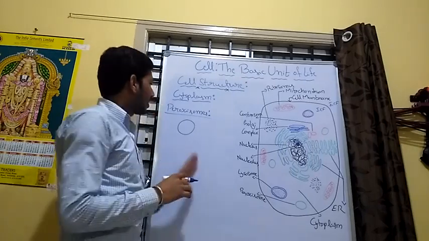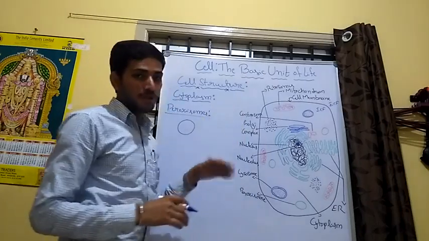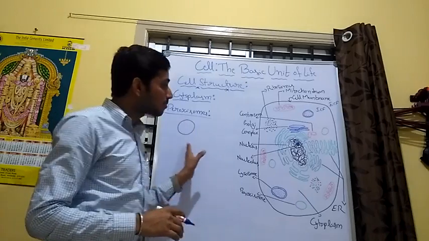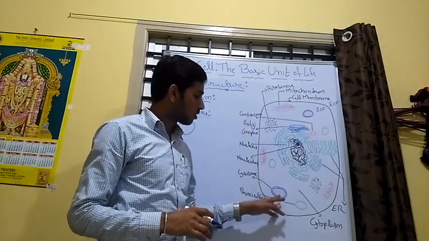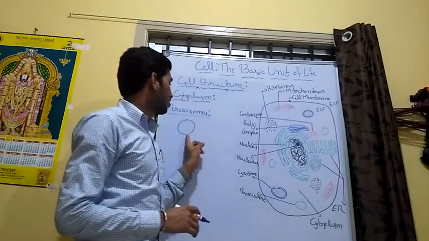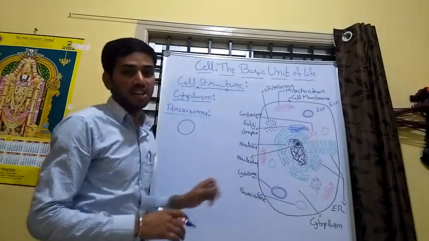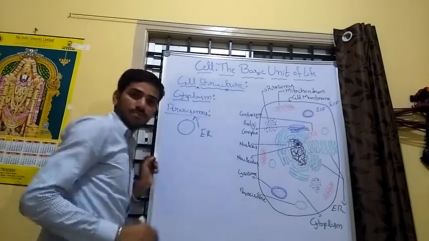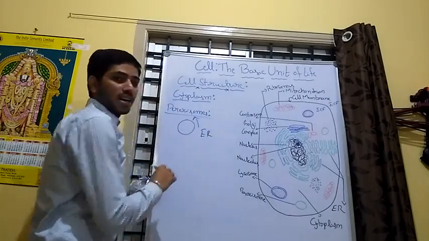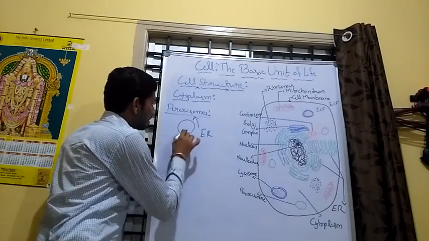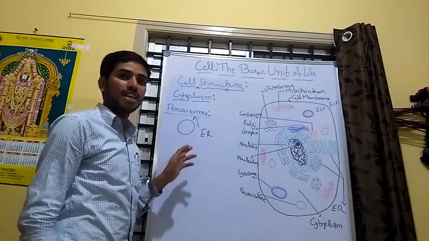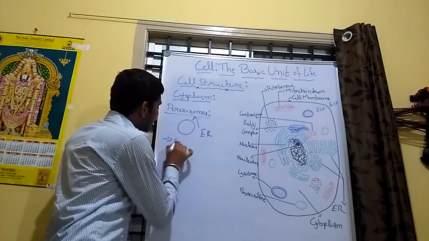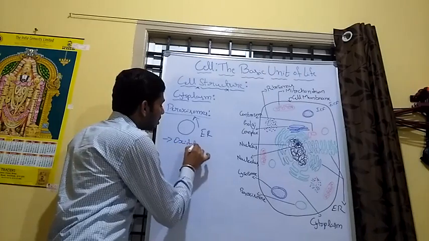Unlike the lysosomes we previously studied, these peroxisomes are not produced from the Golgi apparatus. The lysosomes are produced from the Golgi apparatus, but the peroxisomes are produced from the endoplasmic reticulum. And peroxisomes also contain enzymes. These enzymes are oxidative enzymes.